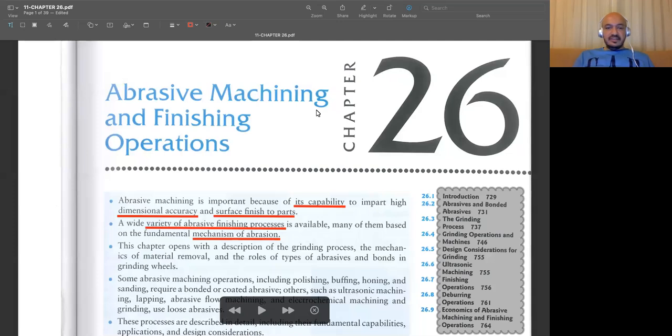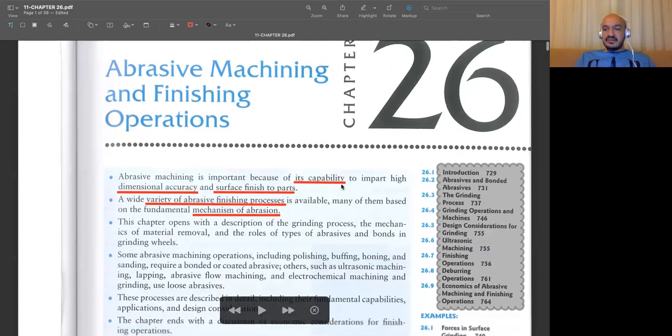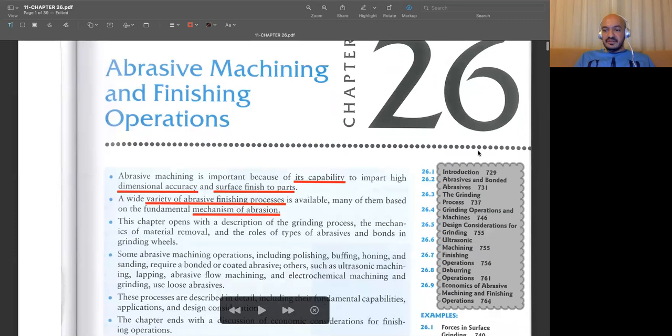Hey, this chapter is about abrasive machining and finishing operations. In all of these processes, our material removal rate is not high, it's low compared to other machining processes, since our main aim is to increase the surface quality and decrease the surface roughness. In all these processes we are going to cover, as you see, you're responsible for all these sections.